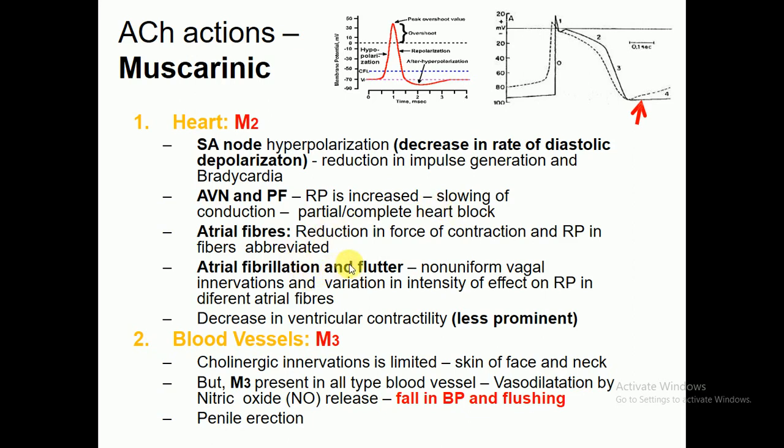atrioventricular hyperpolarization, and you can say slowing of conduction, and partial or complete heart block. In the atrial fibers, there is a reduction in the force of contraction, and especially the refractory period in the fibers is abbreviated, which is already mentioned here.